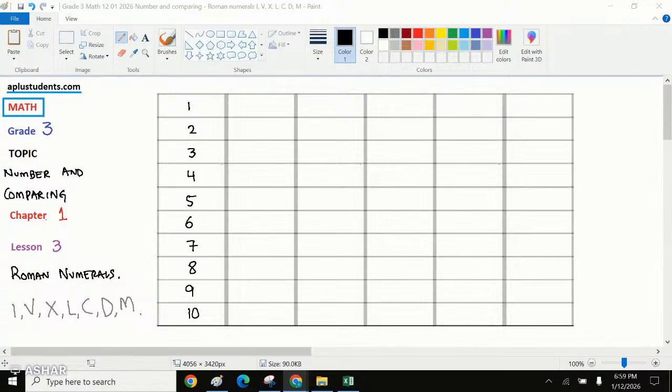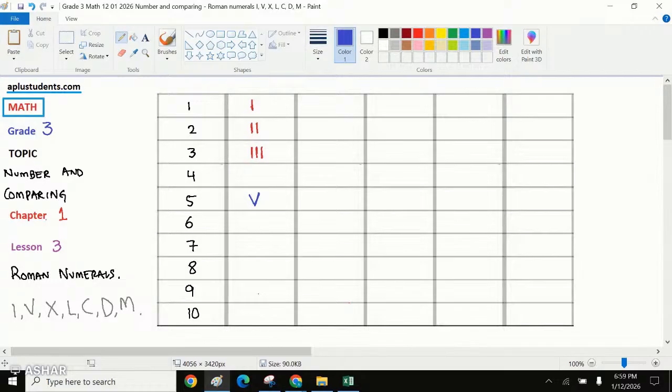We are looking at how a number can be written as a Roman numeral. 1 is written as one bar. 2 is written as two lines, and 3 is written as three lines. But after 3, the rule will change. Let's consider 5 first. 5 is written as a V. A V in Roman numerals is 5.